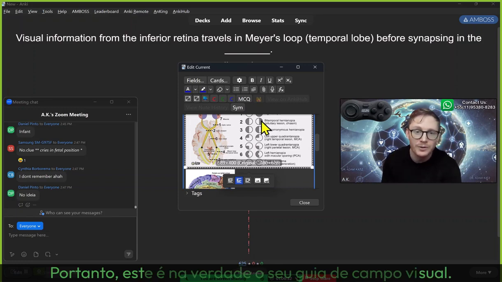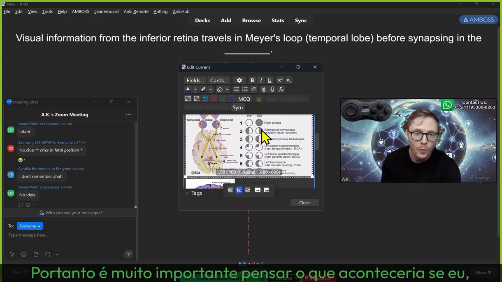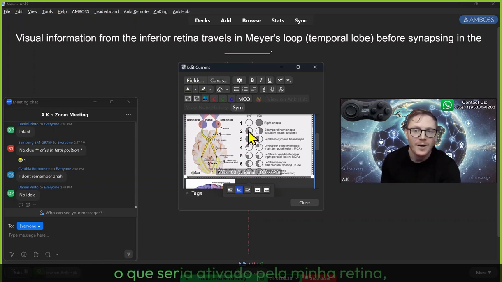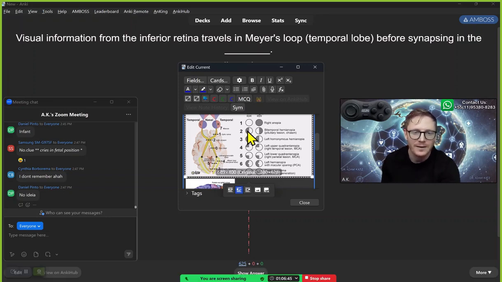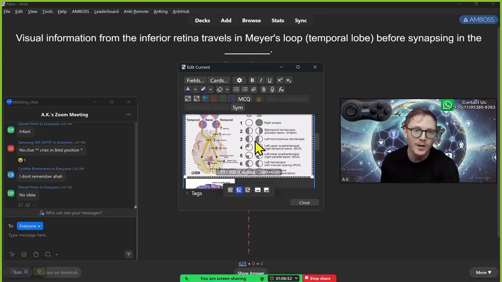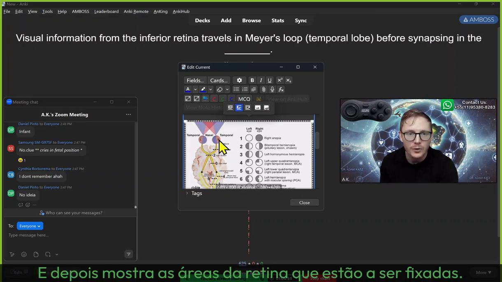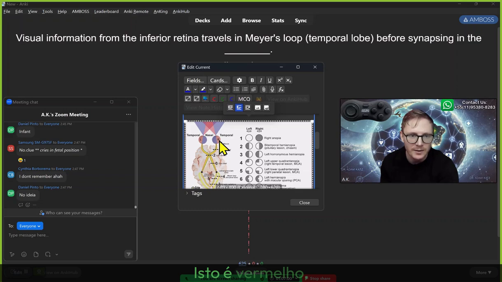This is actually your visual field guide. This is not your retina. So it's important to think, what part of my retina would be activated? And then as a result, which part of the visual field is not being interpreted? Because those are two separate questions. That's why this image has light rays coming in through the pinpoint pupil of your eye, and then it shows the retinal areas that are being activated. This is red, coming down here. This is the Meyer's loop that they're talking about.